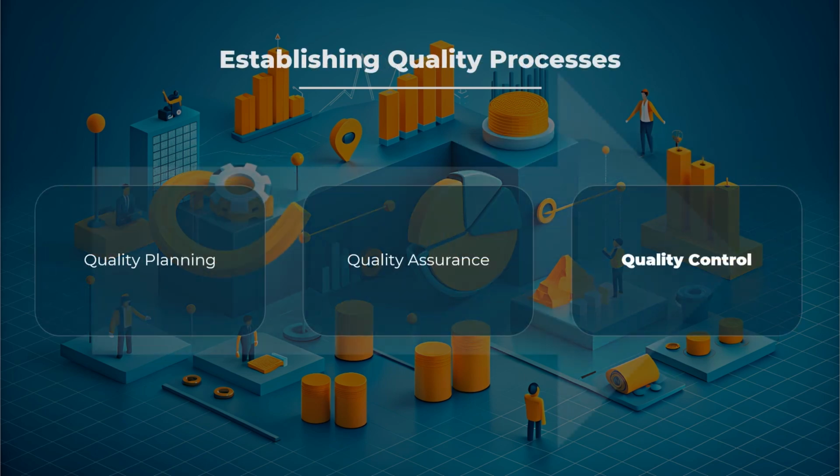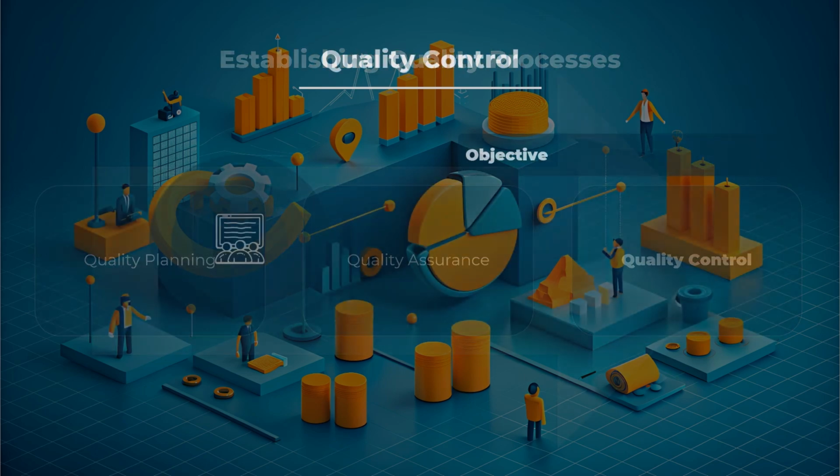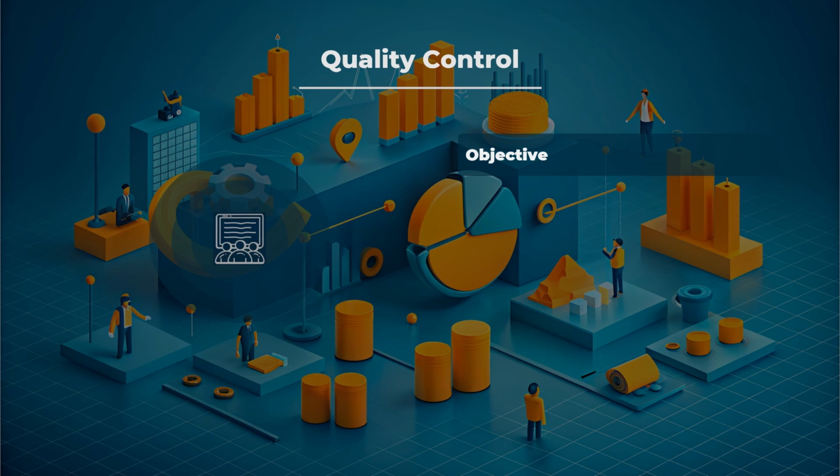Lastly, let's discuss quality control. The objective of quality control is to monitor and measure project outputs to ensure they meet the established quality standards. Objective: to identify and correct defects in the project deliverables and processes to ensure they meet the quality requirements. Key activities in quality control include inspection and testing, examining products, services, or processes to ensure they meet quality standards.